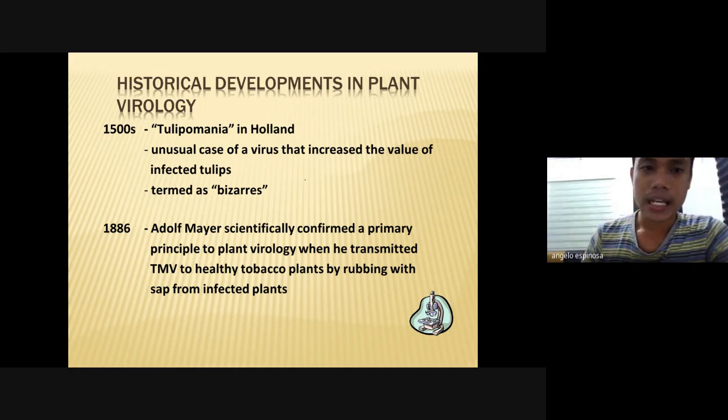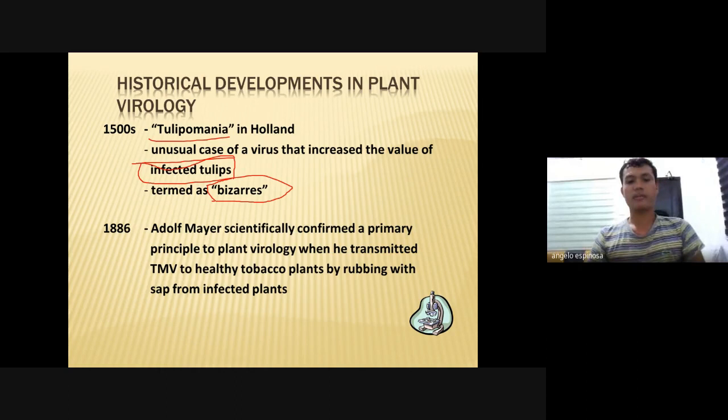It is an unusual case of a virus that increased the value of infected tulips. It was infected tulips, and the term is variegation. This came out in our time. The question was about the first plants infected by a virus, which is tulipomania in Holland. That is tulips, no?